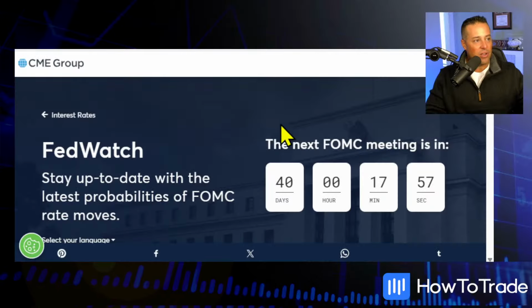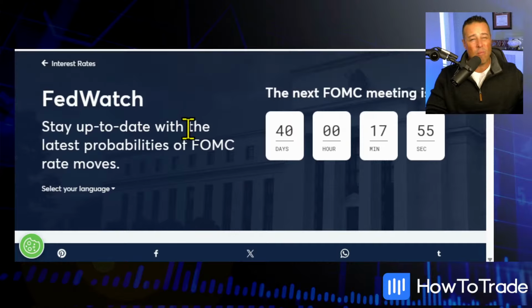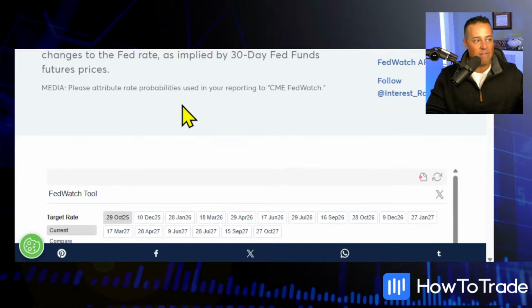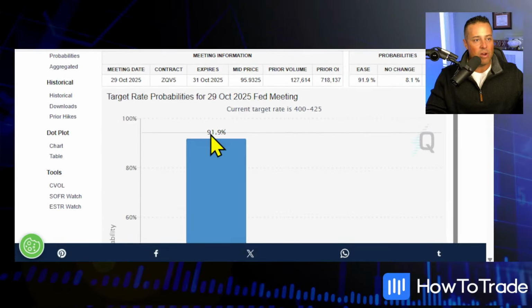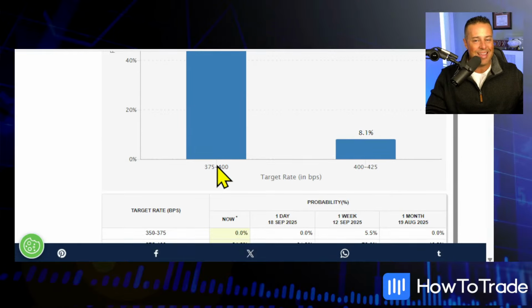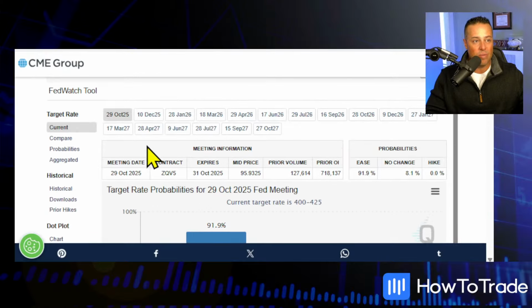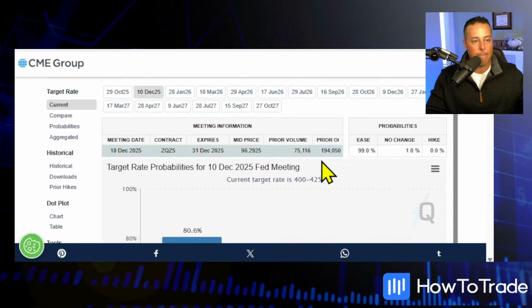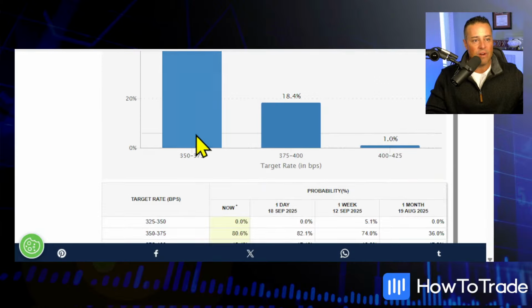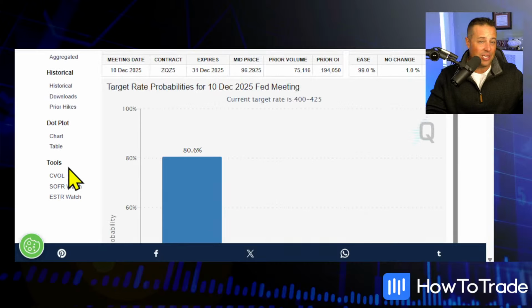CME Fed Watch. Let's take a look at our interest rate expectations. This has become more and more important as we drive deeper into the year. 40 days, 17 minutes. We'll have FOMC live for you again. 91.9% chance that we cut again. So 3.75 to 4. We believe that that's pretty much a foregone conclusion at this point. And then after that, we go to December. We're looking for another rate cut. So we're looking for 2 more rate cuts this year.